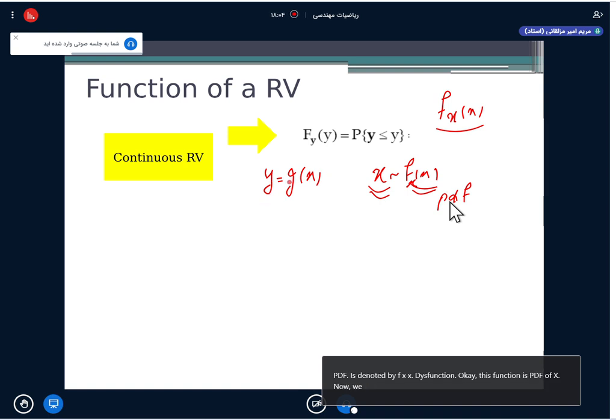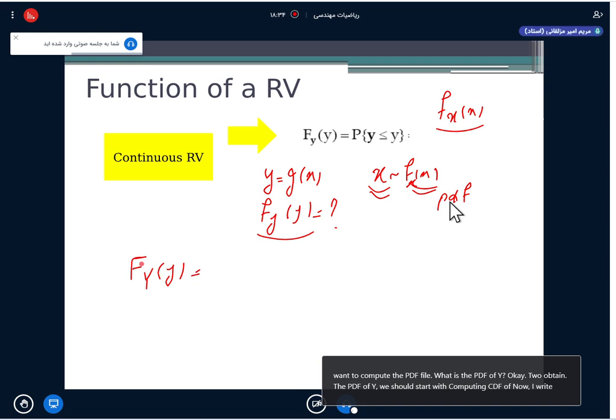Now, we have y. Y is a function of x, g(x). Y is equal to g(x), so y is a function of x. What we want is to compute the PDF of y. What is the PDF of y? To obtain the PDF of y, we should start with computing the CDF of y.